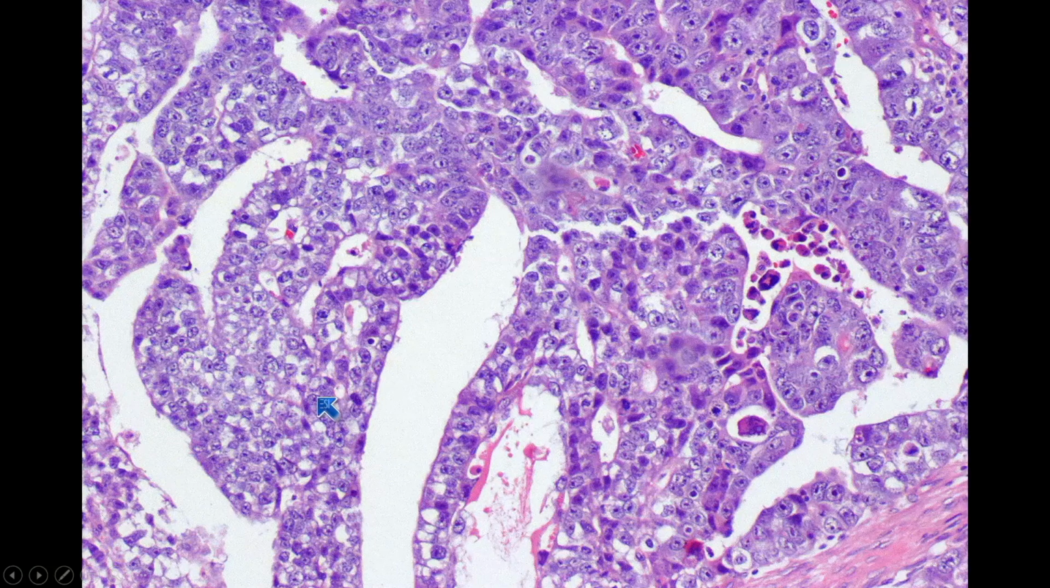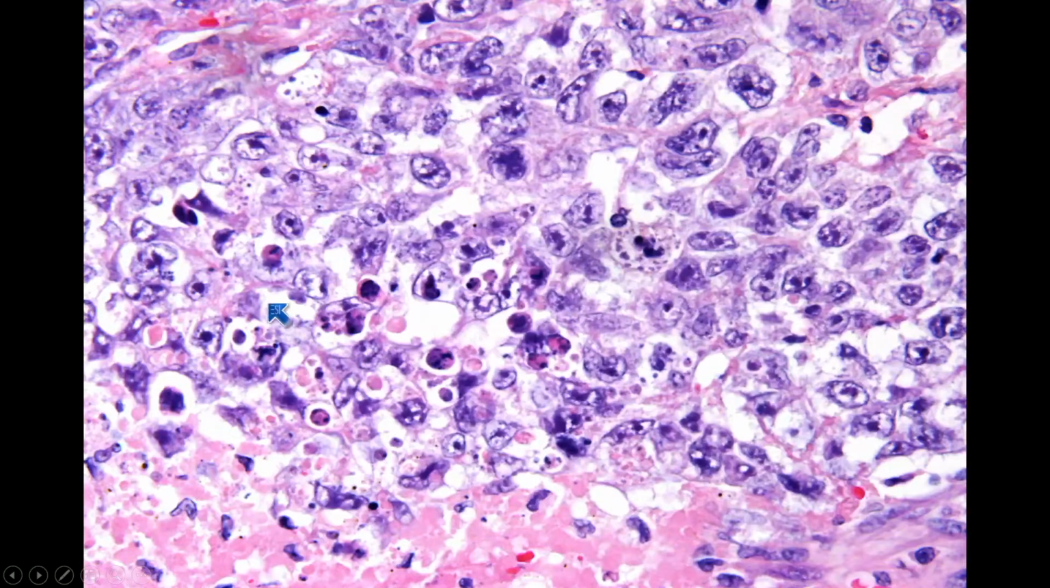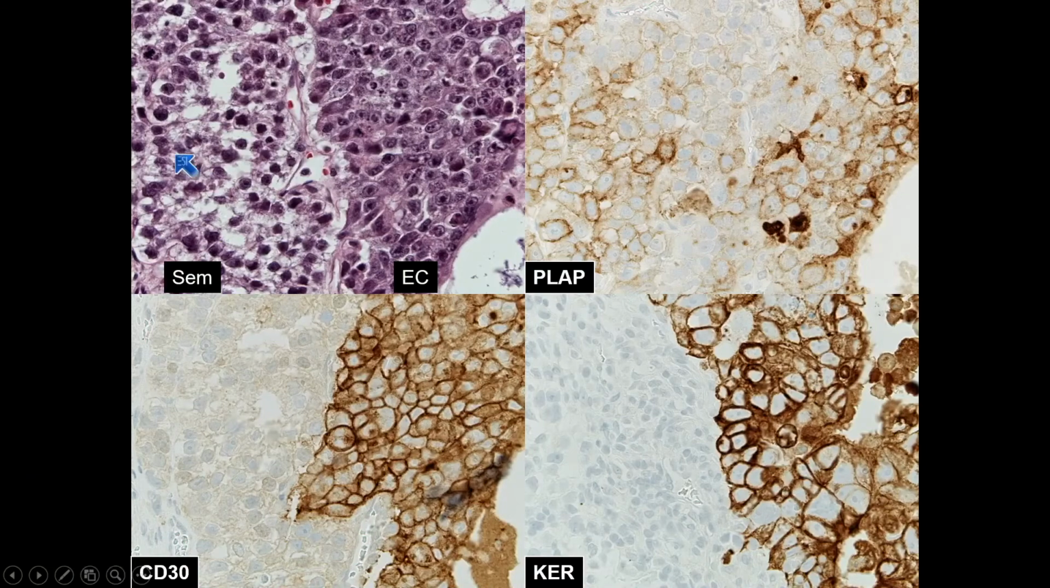In contrast, this is embryonal carcinoma. It's a primitive tumor. It's cohesive in contrast to seminoma. Cytologically, much more pleomorphic, with multiple irregular nucleoli, much more coarse, clumpy chromatin, a lot of individual cell necrosis, more mitotic figures. That's the contrast between seminoma and embryonal carcinoma.